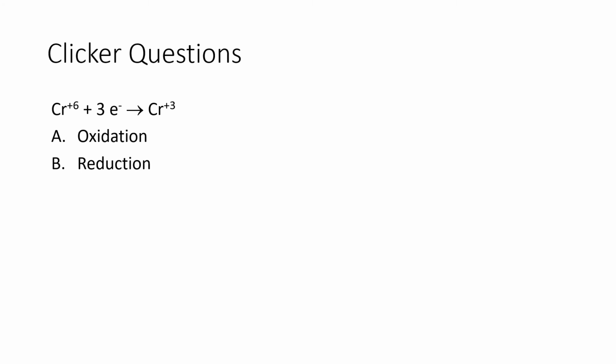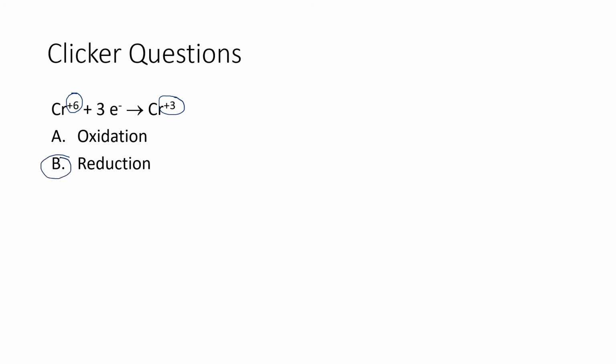Oxidation numbers on ions are their actual charge. So +6 is the oxidation number on chromium, and +3 is the oxidation number on chromium over here on the product side. So we go from +6 on the reactant side to +3 on the product side. Since we reduced the oxidation number, this is a reduction reaction.